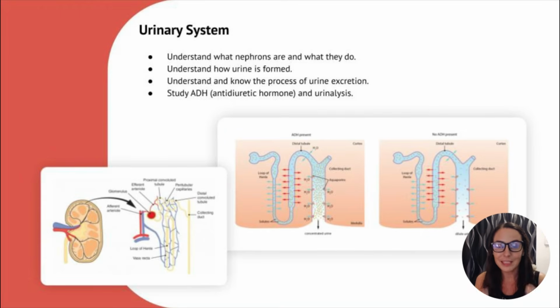So what about that? This is really important because that's where the antidiuretic hormone, or ADH, comes into play. ADH regulates the concentration and volume of urine by controlling water reabsorption in the tubules of the nephrons. So make sure you know about ADH.